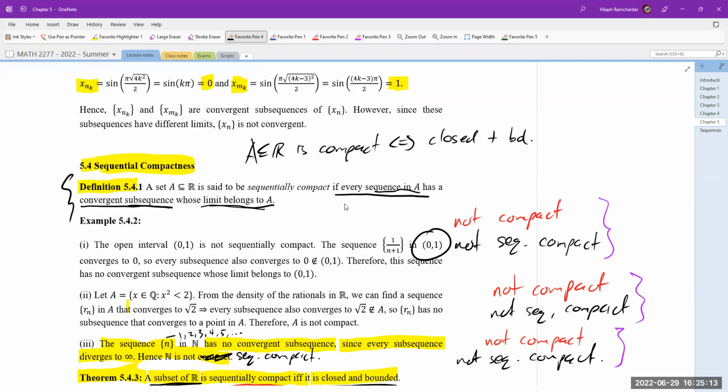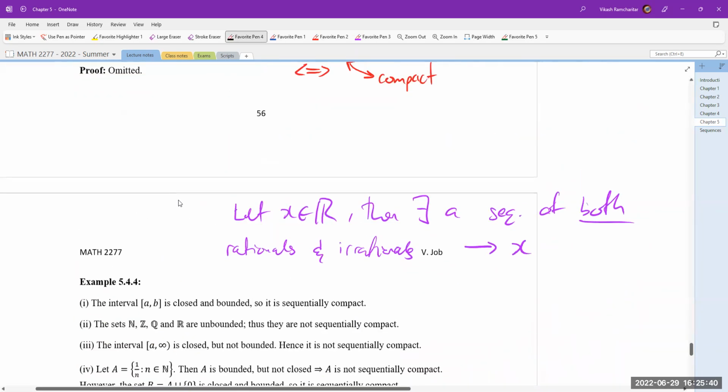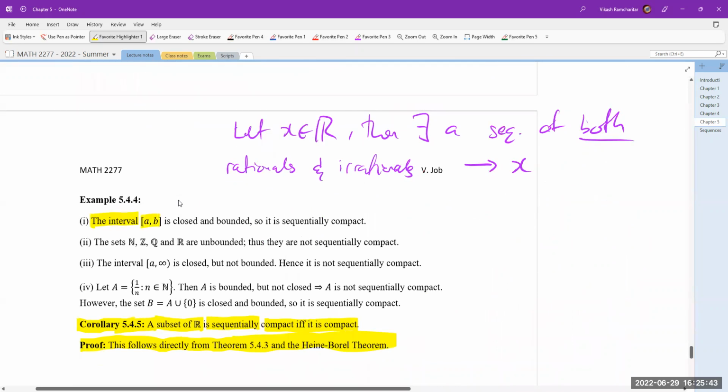So sequentially compact is not too difficult to wrap your head around, but it takes some time. It takes some time reading over this definition and trying to torture it in your mind. But closed and bounded is something we're familiar with at this point. So another way to identify sequentially compact is just check Heine-Borel and see whether or not it's compact. So let's do that. This closed interval [a, b] is closed and bounded. So by Heine-Borel, it's compact.